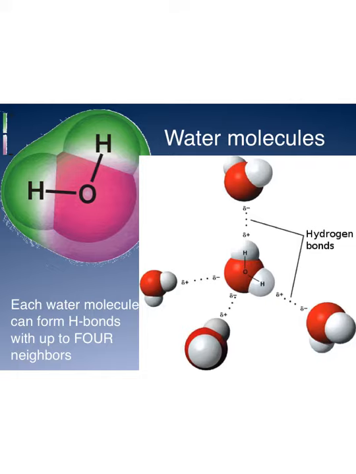Here's another closer look at a water molecule. You can again see the hydrogen bonds here and here. That's what holds the water molecules together. And then the individual molecule is formed by the covalent bond. And this all works, again, because the water molecule is polar.